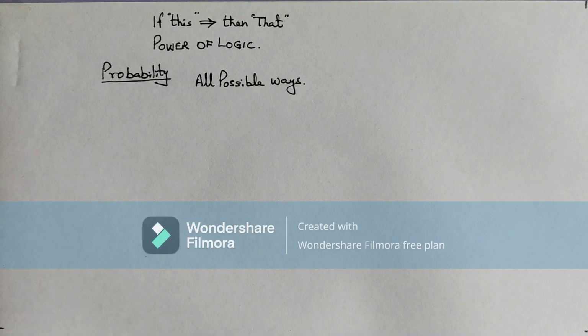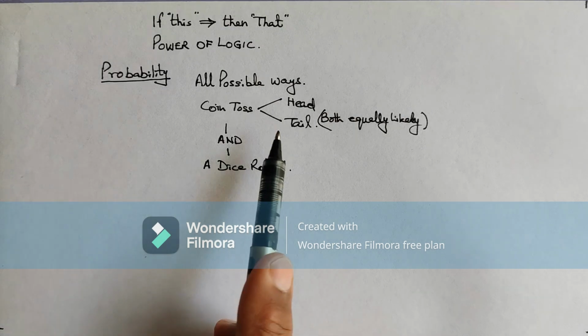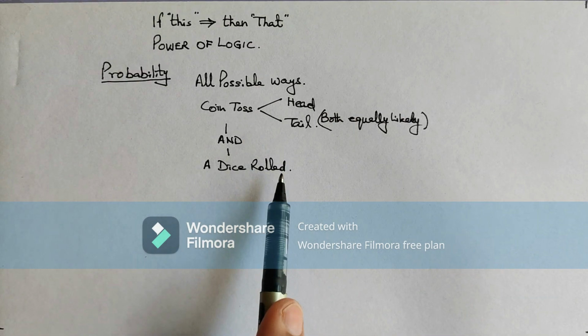For example, a coin toss can result in either head or tail. Are all of them equally likely to occur? For a fair coin, both are equally likely. And whether the occurrence of an event affects the likelihood of another event. For example, if a coin is tossed and a dice is rolled, the outcome of the coin toss does not affect the likelihood of getting a 6 on the dice.